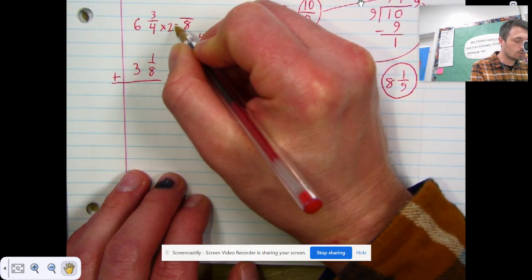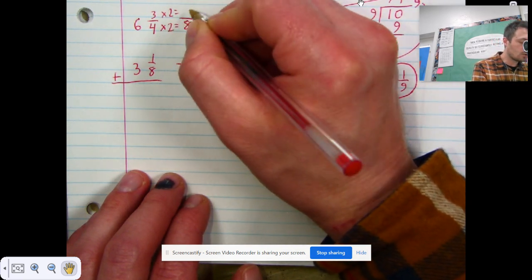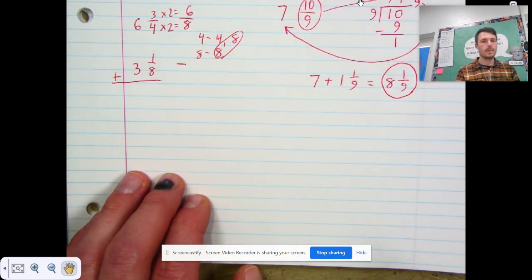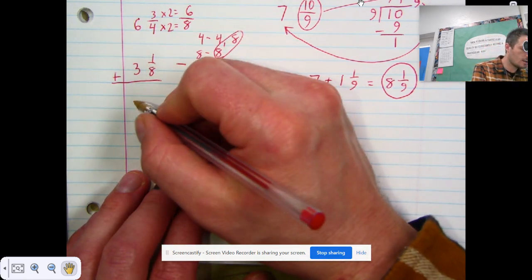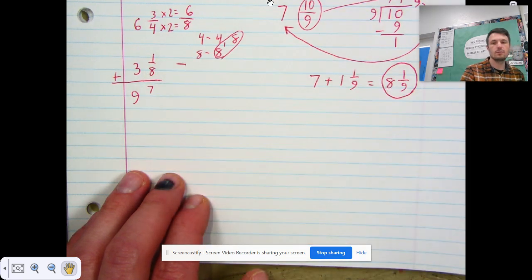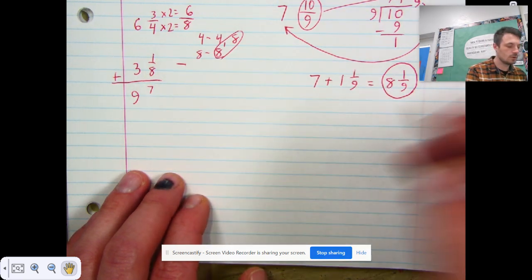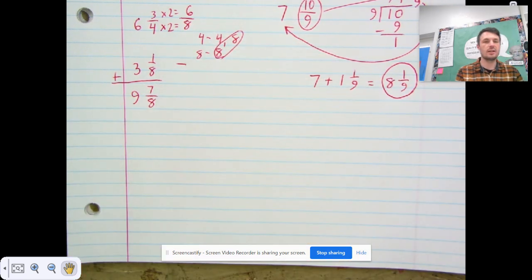And now I multiply from my old denominator to my new denominator. 4 times 2 equals 8. Whatever you do to the bottom, do to the top. 3 times 2 equals 6. Now I add the whole number part. 6 plus 3 is 9. 6 plus 1 is 7. And my denominator 8 stays the same. So my final answer is 9 7/8.